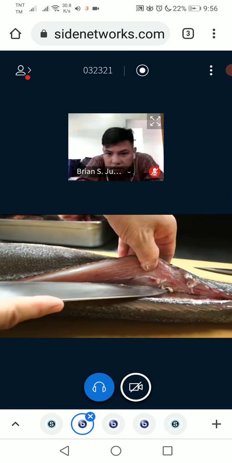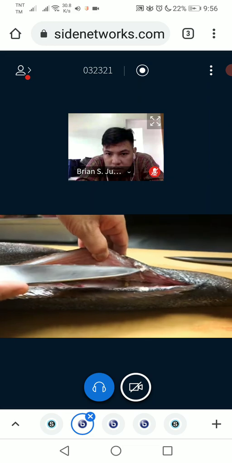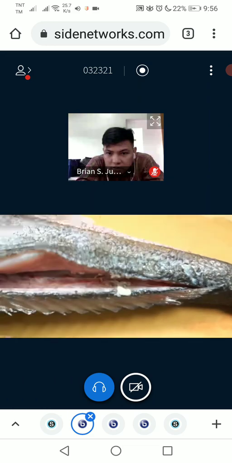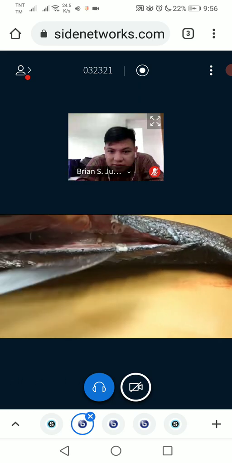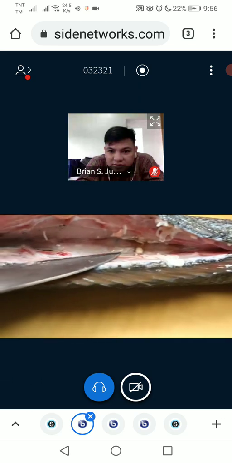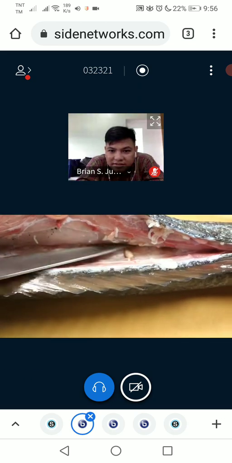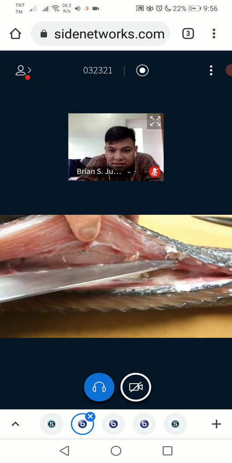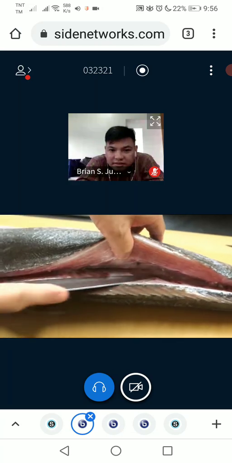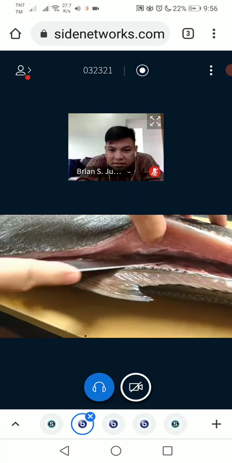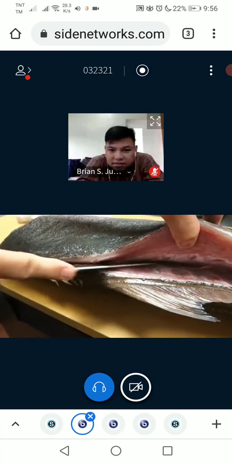Wow, this is a lot of parasites here. Can you see that? Let's take a look at that. Can you open that up again, Hiro? Yeah, this fish must be handled very carefully. There's so many things here. Those are parasites. It's going to be interesting. Can you open up everything?